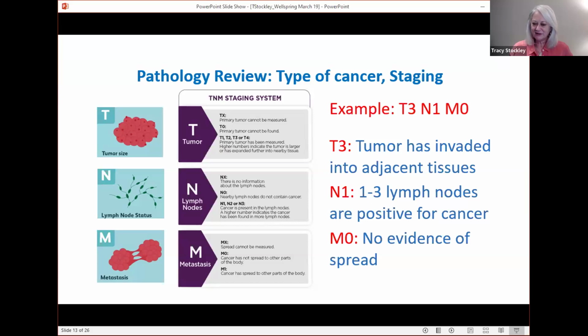Sometimes you might see the use of X, so TX, MX, or NX, and that's because they were not able to assess that part. They can't measure it, or they don't have information about that. So it's sort of an unknown. Ideally they're always trying to answer that question, but sometimes perhaps the tissue isn't sufficient, or you haven't had enough imaging to determine if there's metastases. So sometimes it might say that.